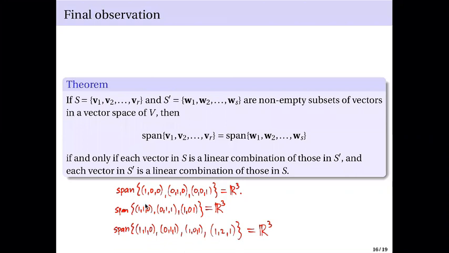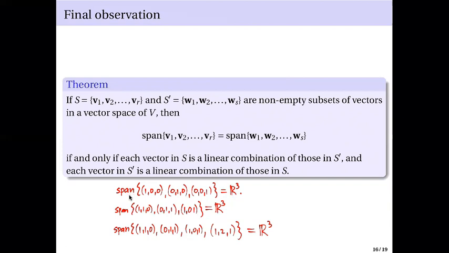So, I have three vectors, (1, 0, 0), (0, 1, 0), (0, 0, 1). I get the span of that. I get the three-dimensional space R3. I also get another set of vectors, (1, 1, 0), (0, 1, 1), (1, 0, 1). If I get the span of this, I will still get R3, meaning these two spans are the same.